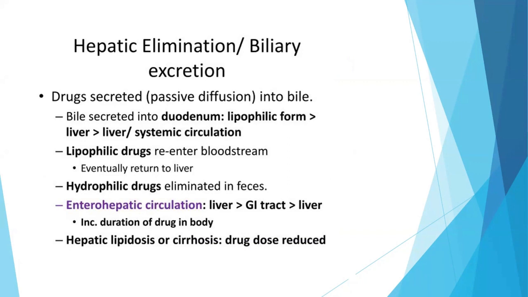In hepatic elimination or biliary excretion, the drugs are secreted by passive diffusion into the bile. The bile is secreted into the duodenum, where the lipophilic form gets reabsorbed into the liver, and from the liver it gets into the systemic circulation. The lipophilic drugs re-enter the bloodstream and eventually return to the liver. The hydrophilic drugs get eliminated in the feces. In enterohepatic circulation, that is from the liver to the GI tract and back to the liver, there is increased duration of the drug in the body. In hepatic lipidosis or cirrhosis, the drug dose should be reduced because of that.